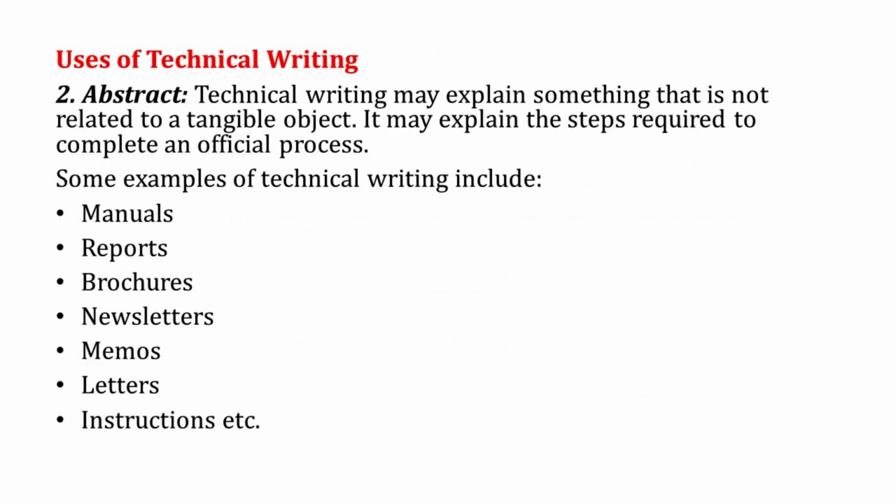2. Abstract. Technical writing may explain something that is not related to a tangible object. It may explain the steps required to complete an official process. Some examples of technical writing include manuals, reports, brochures, newsletters, memos, letters, instructions, etc.